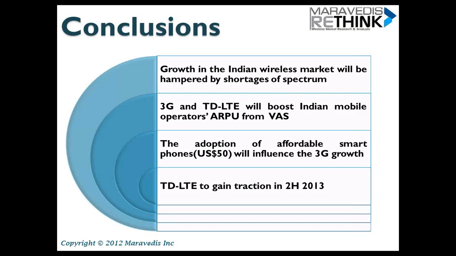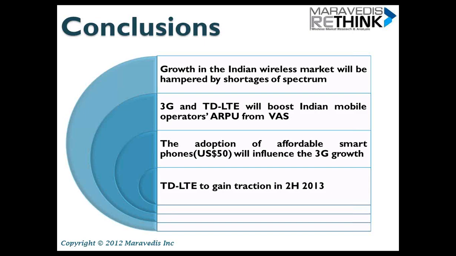The Indian operators are constantly looking to increase their ARPU by rolling out new services like 3G and TD-LTE. Prior to the launch of 3G and TD-LTE, bandwidth restrictions limited the growth of mobile value-added services. We believe 3G and TD-LTE will boost Indian mobile operators' ARPU from value-added services. The monetization of 3G will depend on the use of value-added services like M-Commerce, M-Health, M-Agriculture, and M-Education by 3G and TD-LTE. Maravedis-Rethink expects Indian operators will be more focused on strengthening their vast portfolio. This strategy will help them stay ahead of the competition and also improve ARPU.